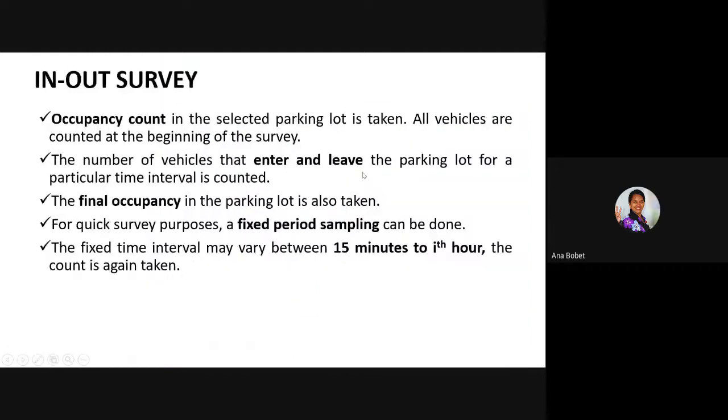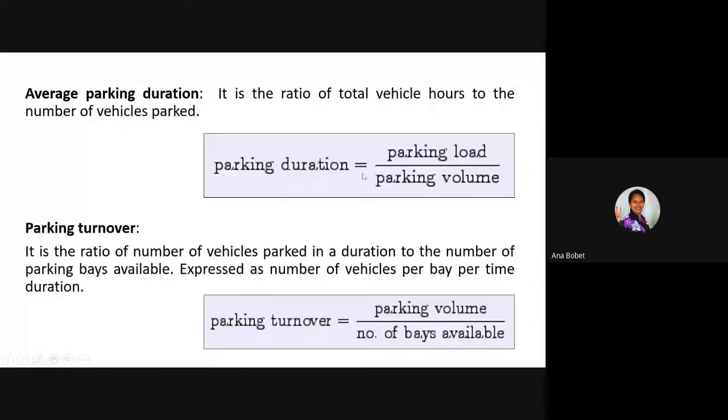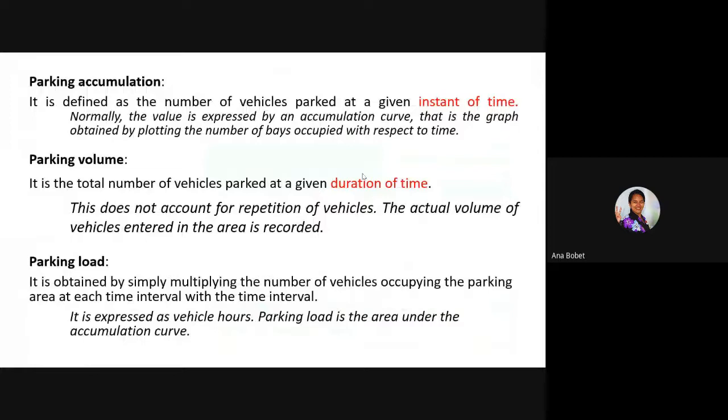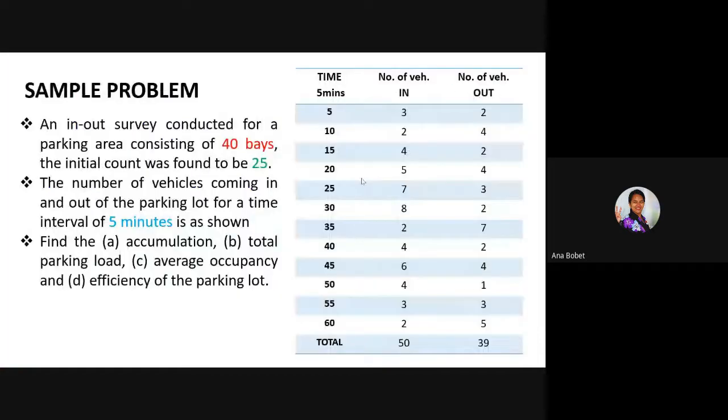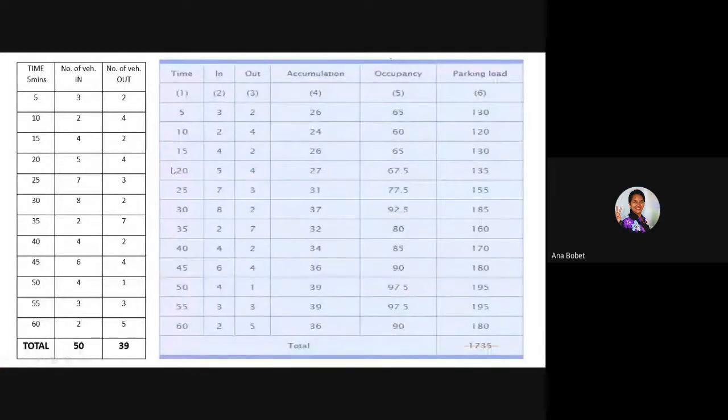Then let's go to parking load. So parking load is defined as multiplying simply the number of vehicles occupied with the time interval. So in and out. So let's have the first one. So occupancy, we have 26 times pilang time interval? 5 minutes, right? So 26 times 5, that's 130. Is that correct? Okay. And then 24 times 5, is that 120?